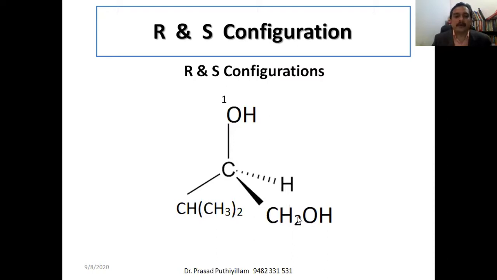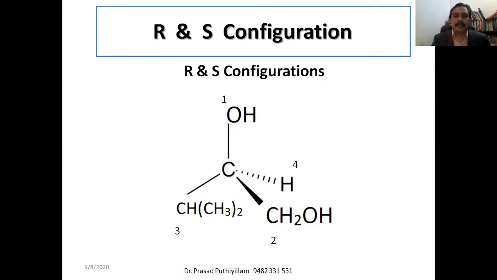So if you count the atomic mass of the atoms connected to that, oxygen is directly connected to the carbon. Therefore, second priority we have to give to CH2OH. Okay, and third priority will go to CH3 twice, and least priority always goes to hydrogen, atomic mass 1. Okay, so this is the order.